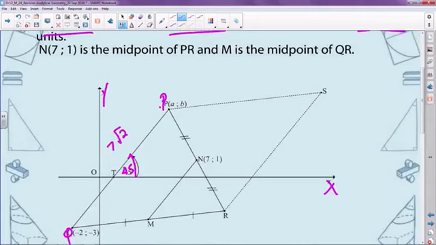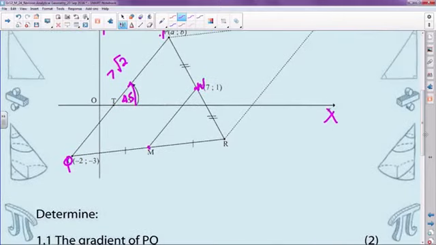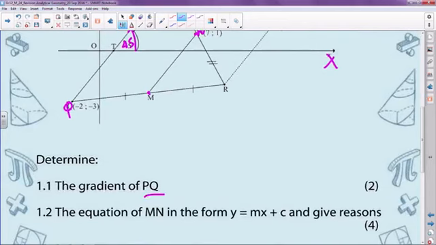N is the point (7, 1). And that's the midpoint of PR, and M is the midpoint of QR. So what you've got here are the two midpoints joined together in that triangle PRQ. First question: determine the gradient of PQ.